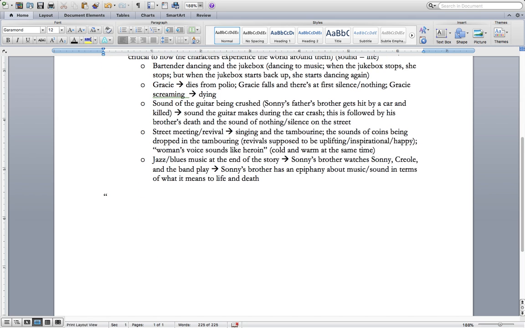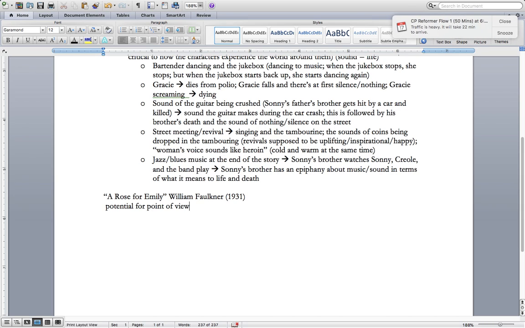And this was A Rose for Emily. This is William Faulkner, 1931, I think. And this one has really interesting potential for point of view discussion, because I really wanted to know why Faulkner had it told in the way it was told. What I really wanted was, well, Faulkner, I wish you would have written the same story, but from Emily's point of view.